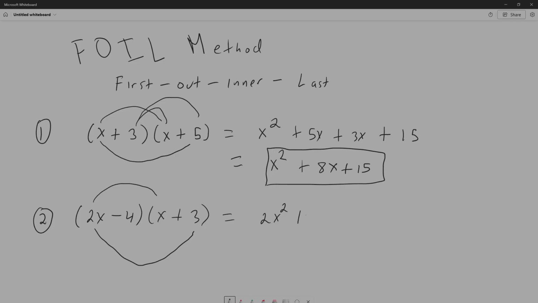Now we're gonna do the outer, so that's gonna be 2x times 3, that's gonna be 2 times 3, which is 6, so 6x. Now we're gonna do the inner, which is negative 4 times x, that's gonna be negative 4x. And now the last, which is negative 4 times 3, that's gonna be negative 12.